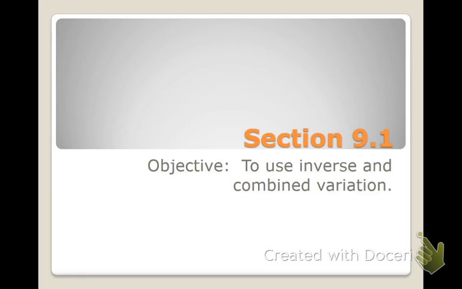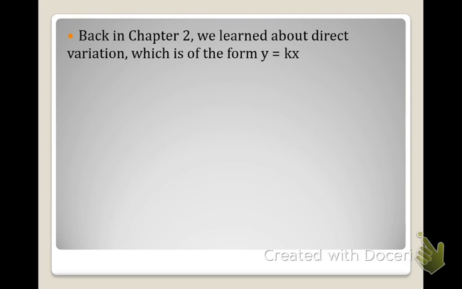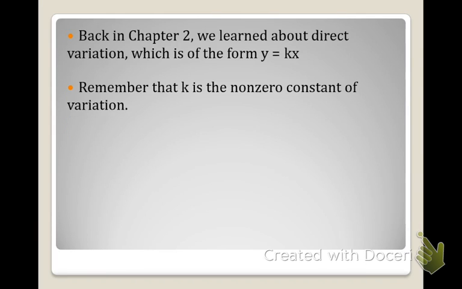So, before we get too far into that, the first part is more of a reminder from back in chapter 2. Back in chapter 2, we learned about direct variation, which is of the form y equals kx. Anyone remember those problems? Okay, so they're bringing that back today, but we're going to add a little bit more to it. Remember that k is the non-zero constant of variation. So most of the problems we had to figure out what k was. That'll be the same kind of thing today.